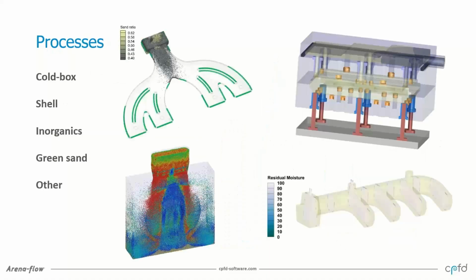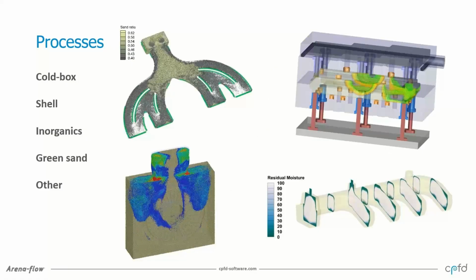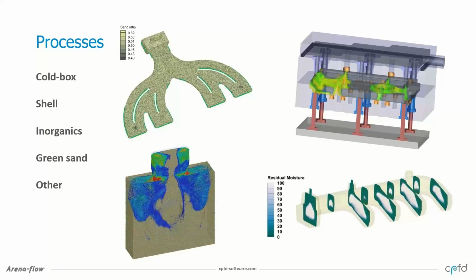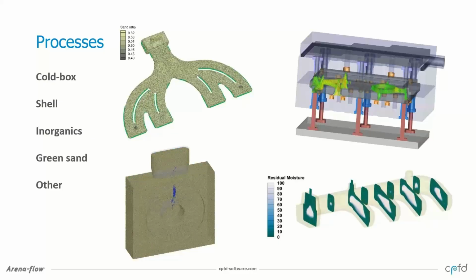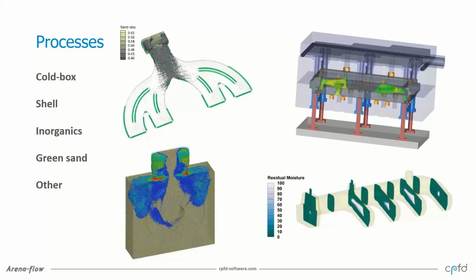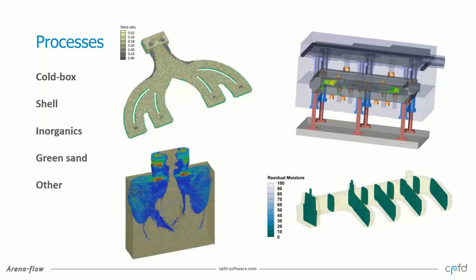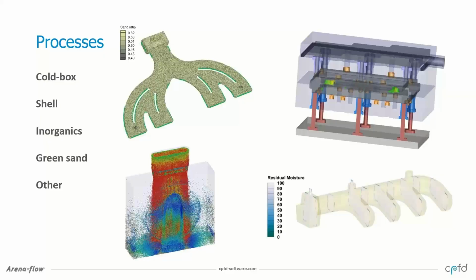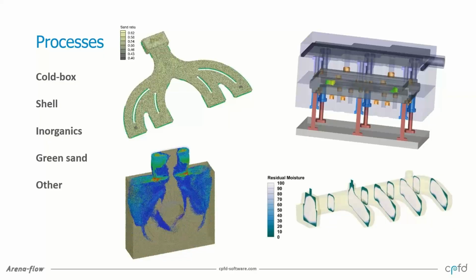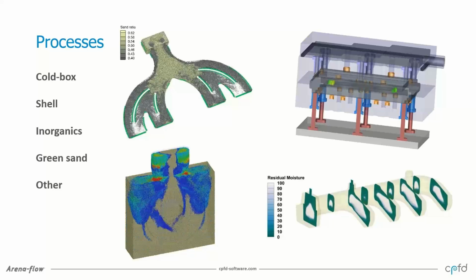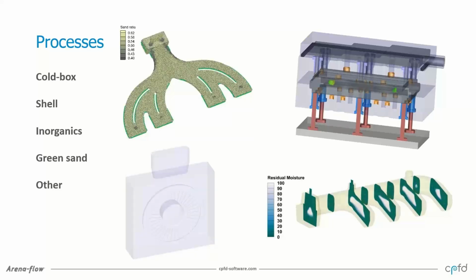And finally, I should point out that ArenaFlow is a tool that's used for a variety of processes. It's well known for cold box systems. We've shown inorganics, but also shell sand systems. There's a lot of shell sand out there and a lot of people using it. Now you have different complexities with parting line venting or ejector pins, those scratch vents, and even green sand, the filling of green sand molds.